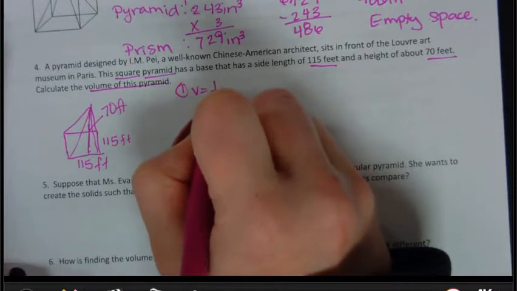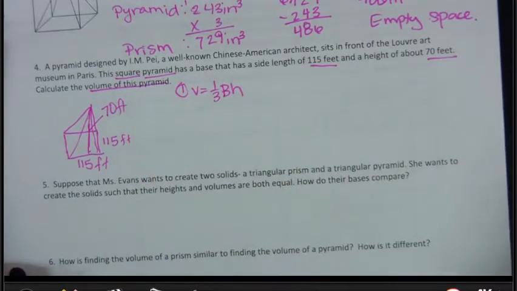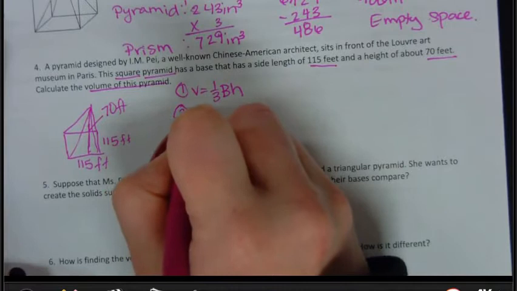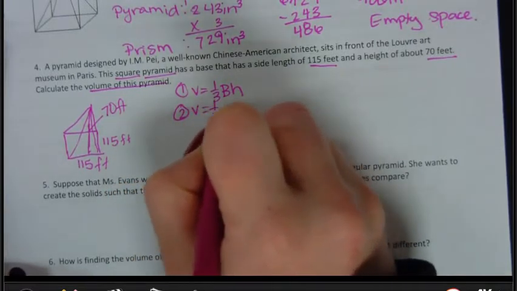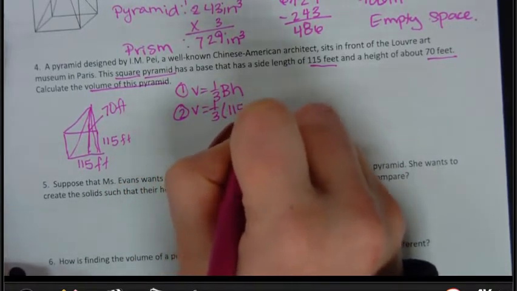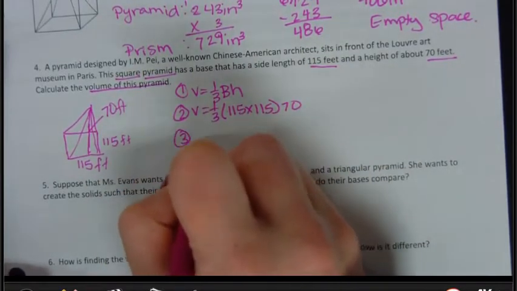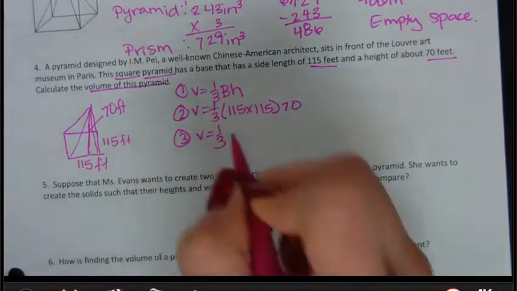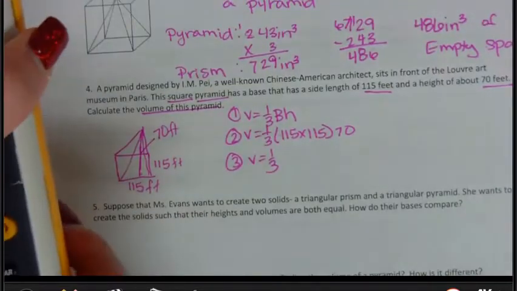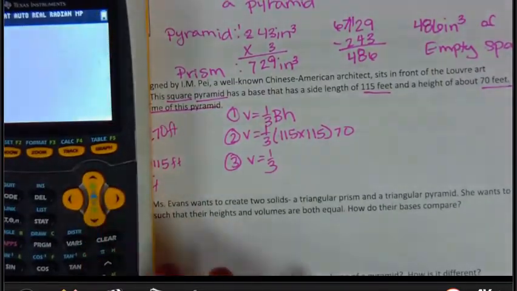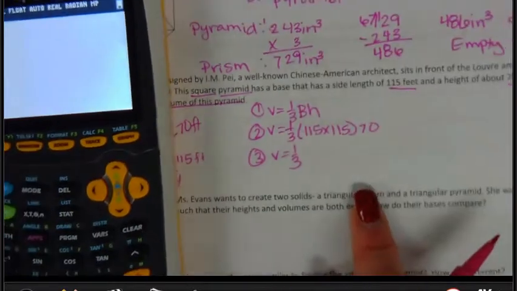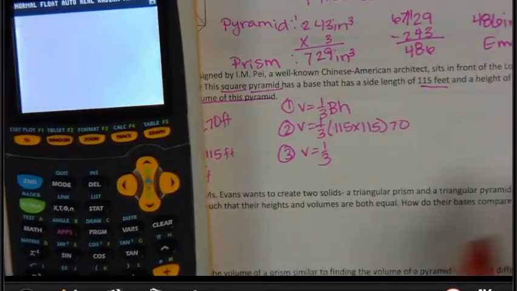So volume is equal to 1/3 capital B times H. Step 2 is to plug in. So volume is equal to 1/3 times 115 times 115 times 70. And step 3 is to solve. Now, I am going to use my calculator, so you guys would like to grab yours as well, because these are some really big numbers and it does not equal out nicely.